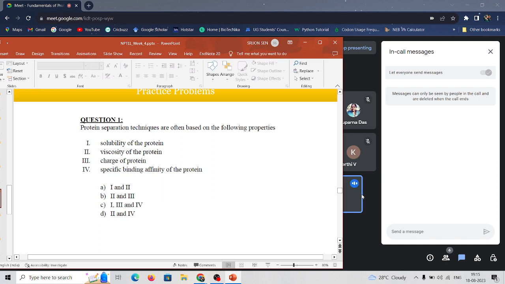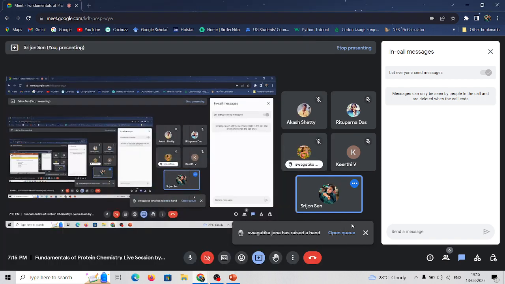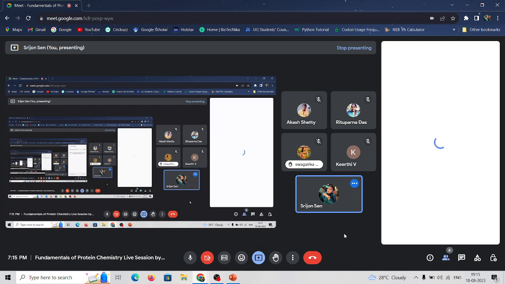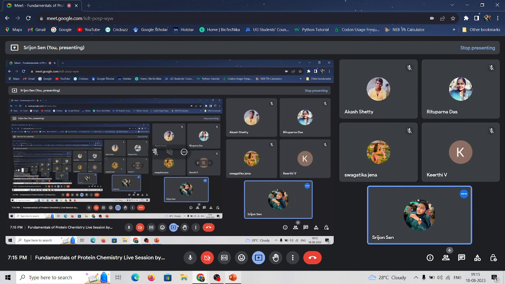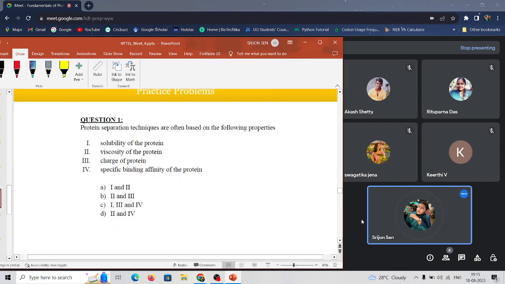So the first option says solubility of the protein, which is important. The next one is your, yes, tell me. If you have any queries, tell me. So see, option C. Okay. Any other answers?